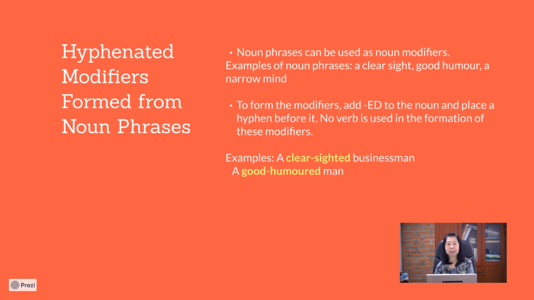When noun phrases are used as noun modifiers, like a clear sight, good humor, a narrow mind, then you have to add -ed to the noun and place a hyphen before it. There is no verb used in the formation of these modifiers. A clear-sighted businessman, a good-humored man. You see a hyphen there, a hyphen before sighted and a hyphen before humored.